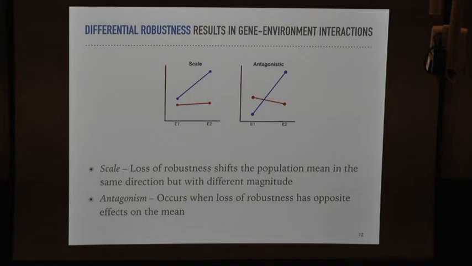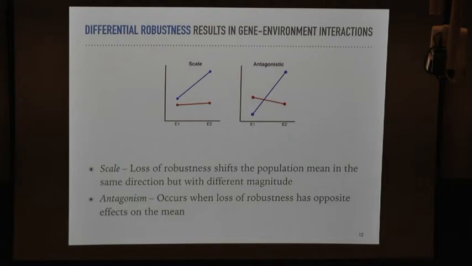A scale interaction is a loss of robustness where the shift in the population mean is in the same direction, but only the magnitude is different. Whereas antagonism occurs when there is a loss of robustness, but the mean has an opposite effect. So what we are trying to infer is that antagonism does not always need to mean that a population has moved from a negative mean to a positive mean, or from positive to negative, to bring about this effect, but it could be just a consequence of loss of robustness.